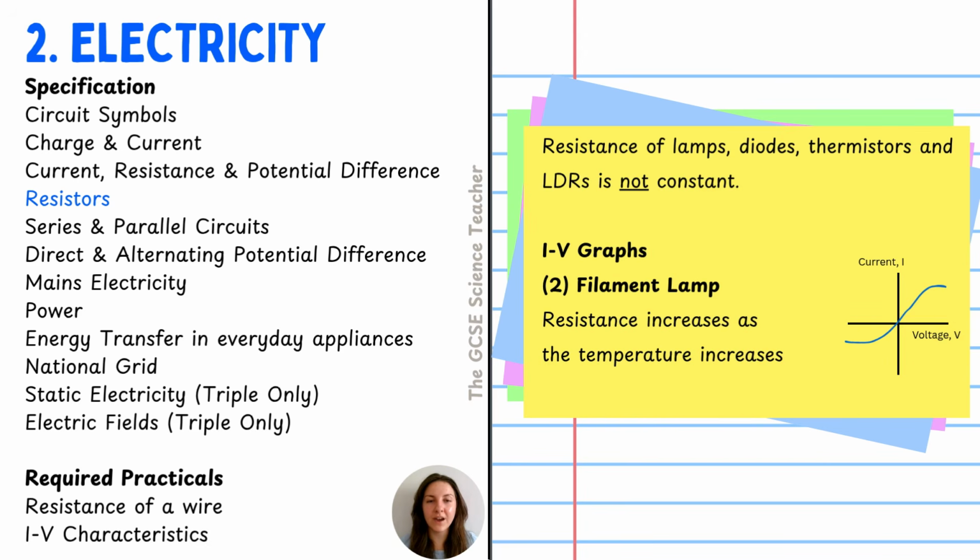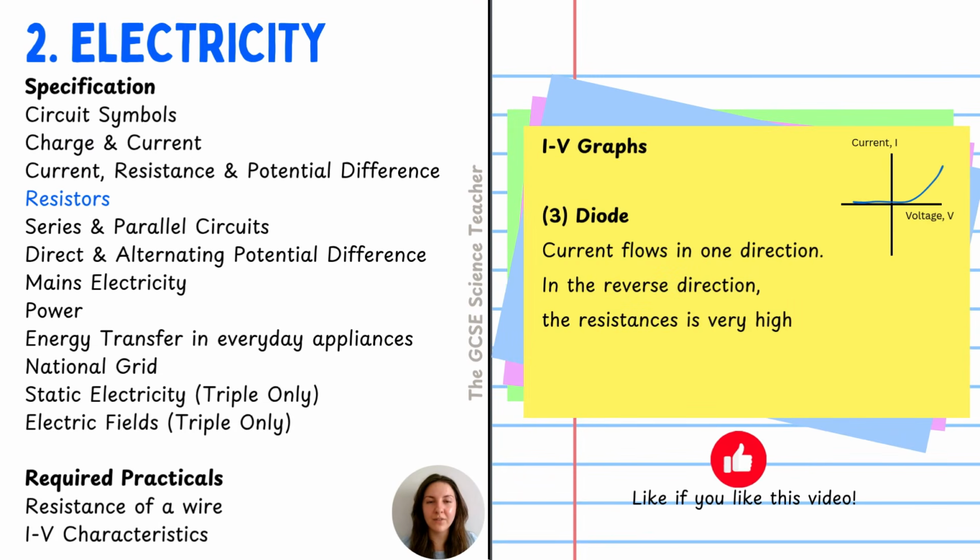So the second IV characteristic graph you need to know is a filament lamp, and it looks like this. Resistance increases as the temperature increases. The third IV characteristic graph is a diode that you need to recognize. Current flows in one direction. In the reverse direction, the resistance is very high.